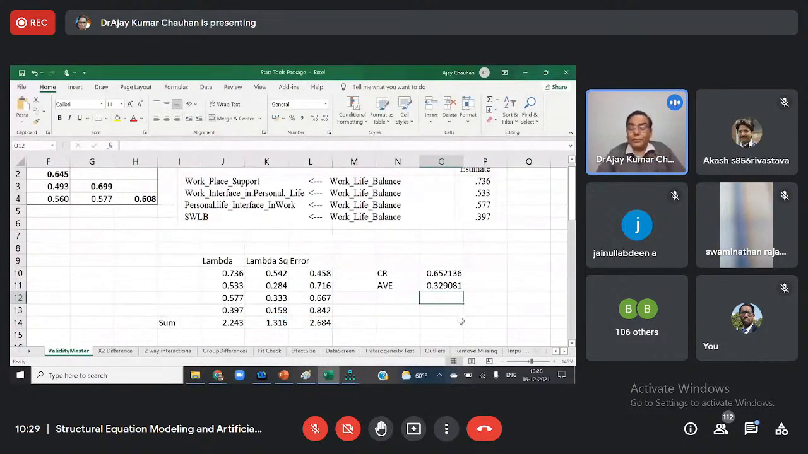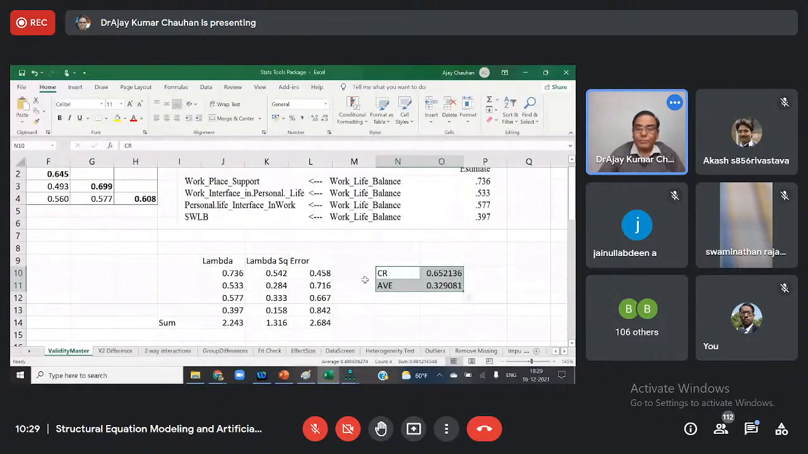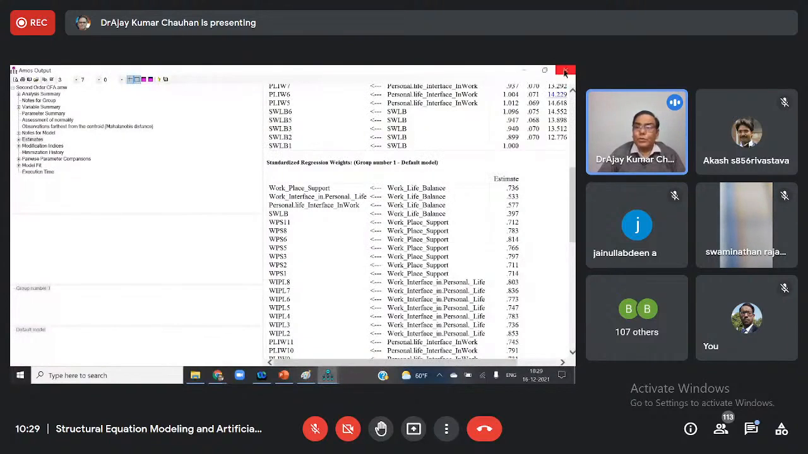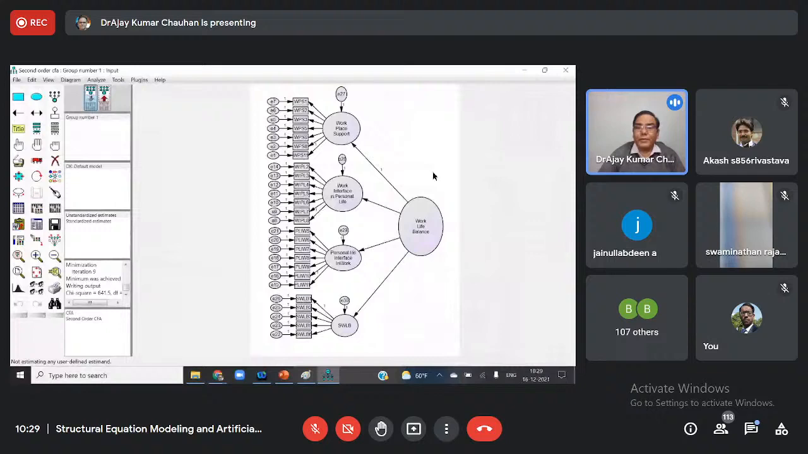So now the problem is that both the conditions are not satisfying the convergent validity for the second order construct. So we cannot use it as a second order, because in second order, the CR should be greater than 0.7, AVE should be greater than 0.5. Otherwise, your second order construct is not a valid second order construct. This is the problem. And now I'm going to show you with the help of PLS software.